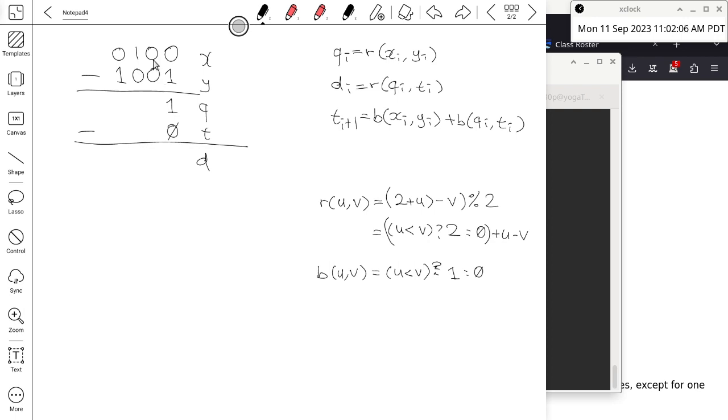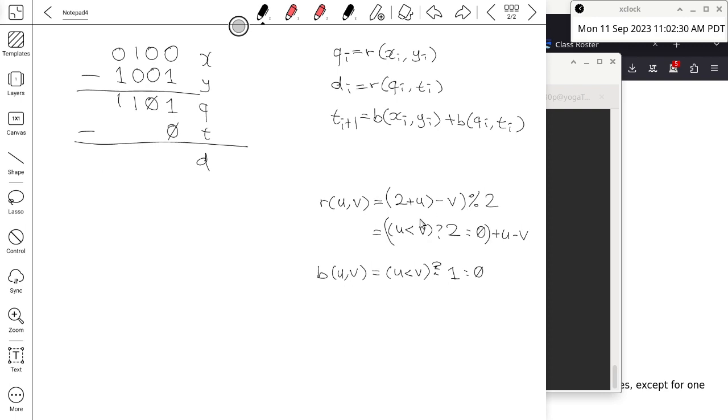So we have u being 0, v is also a 0. So we plug those two zeros over here. So we have 2 plus 0, which is a 2. 2 minus 0 is also a 2, but 2 mod 2 is a 0. So that is the reason why we end up with a 0 here. Is that okay? All right? The next one is going to be a 1. This is going to be a 1.